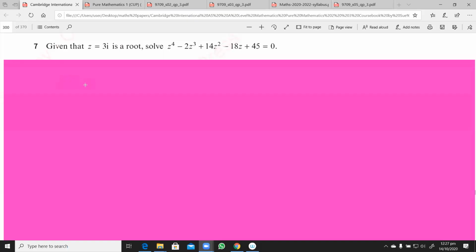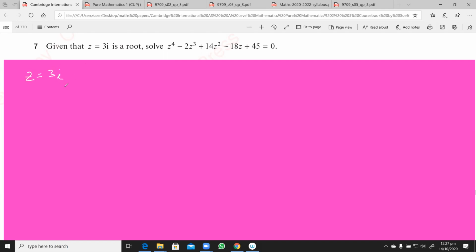Okay, question number 7. Now we are given a complex root of a quartic equation. You can see that we have z to the power 4 over here. Remember, a quartic equation can have all 4 real roots, or all 4 complex roots, or 2 real roots and 2 complex roots. Right now we are given one complex root, which is z equal to 3 iota.